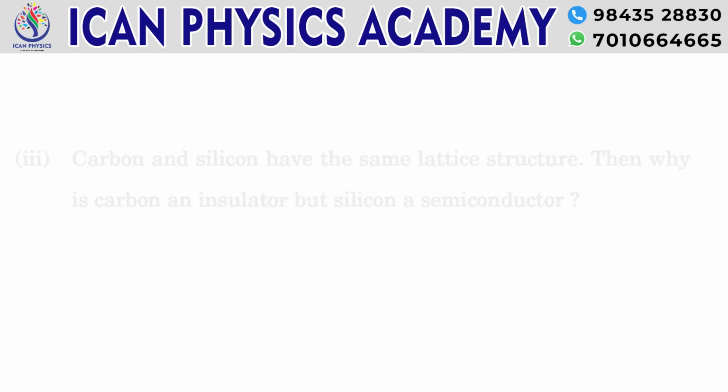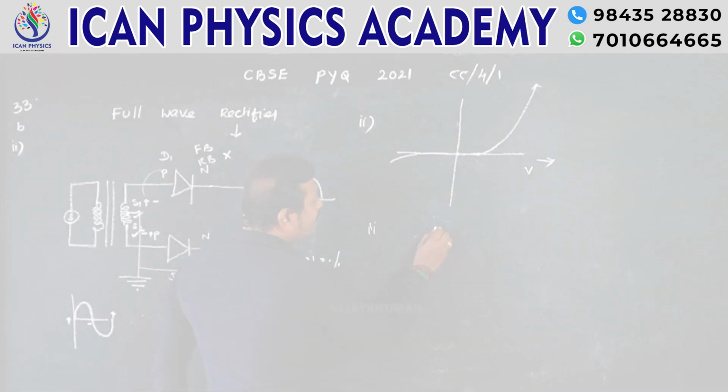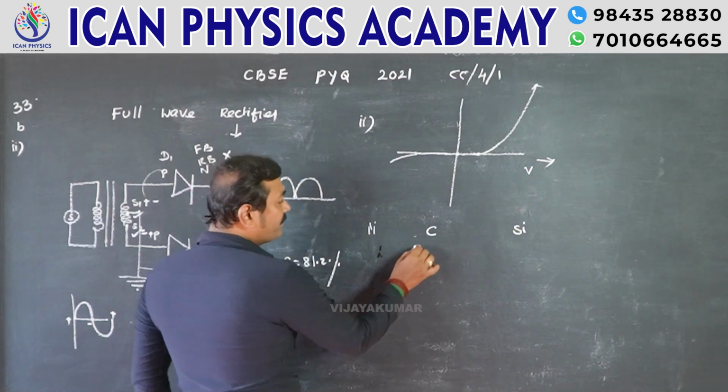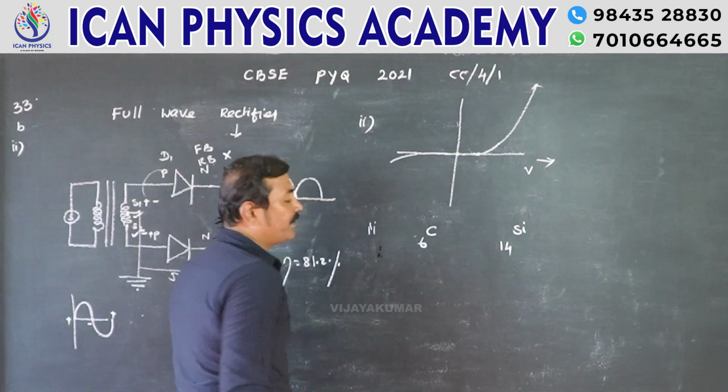Question number 33B, third question. Carbon and silicon have the same lattice structure. Then why is carbon an insulator but silicon a semiconductor? Carbon and silicon. So what is the atomic number of carbon? 6. For silicon, it is 14.